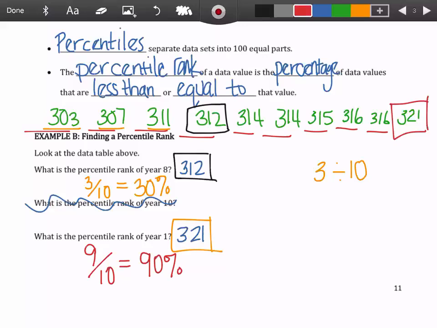So now that we have those 2 examples done, you can try some on your own.